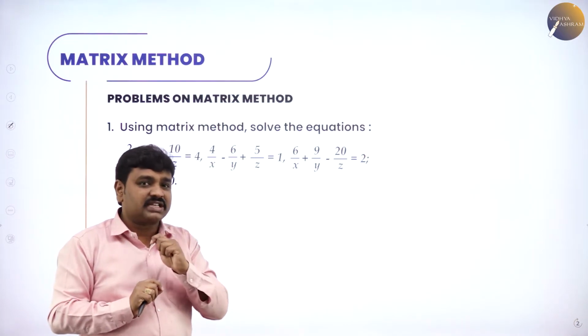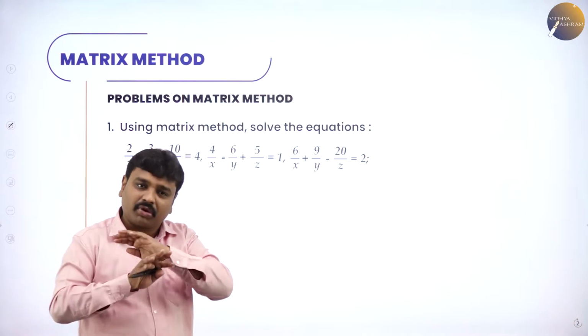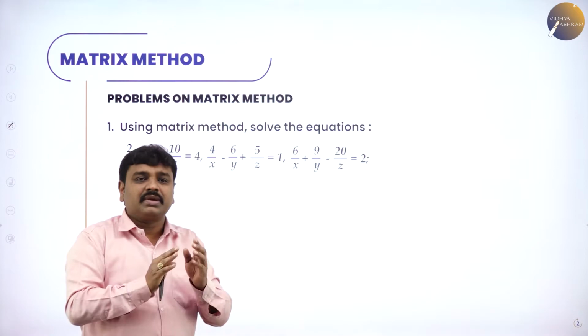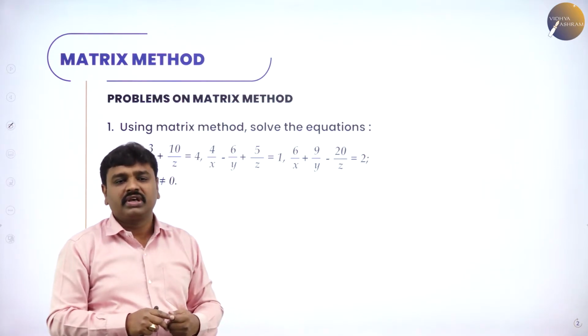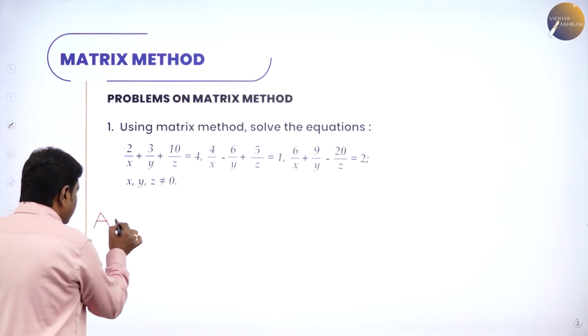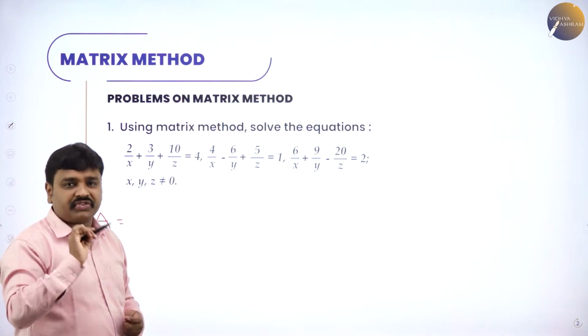Earlier we used to take x as what? X, y, z. But now you take 1 by x, 1 by y, 1 by z, the problem becomes simple. Earlier we used to take x, y, z. Now what do you do? Take 1 by x, 1 by y, 1 by z, the problem becomes easy. Now A. What is meant by A? A means what? Coefficient matrix.